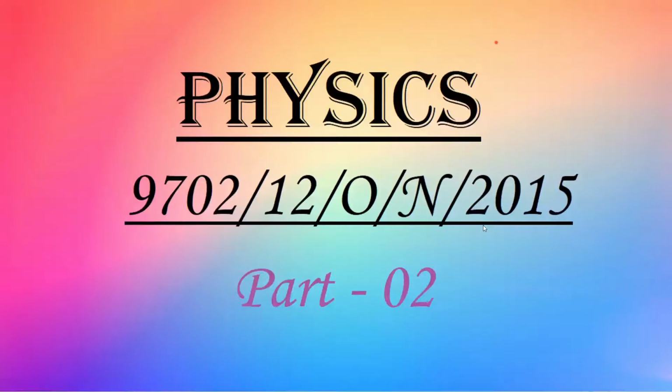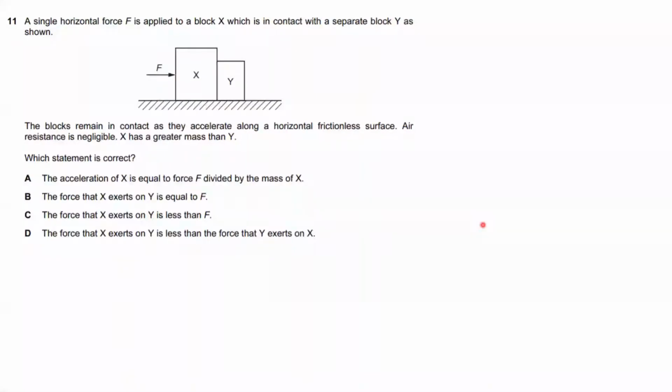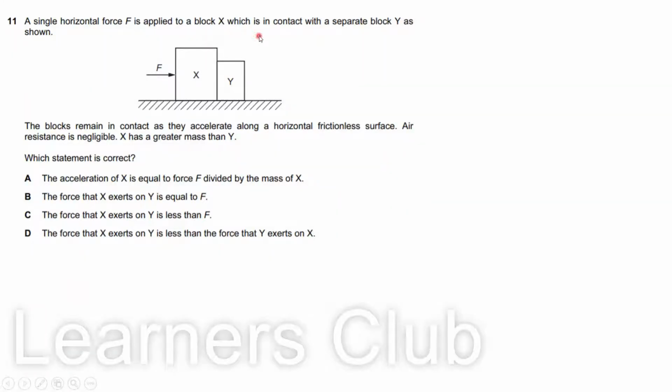Physics, October-November 2015, Paper 12, Part 2. Question 11. A single horizontal force F is applied to a block X, which is in contact with a separate block Y as shown. The blocks remain in contact as they accelerate along a horizontal frictionless surface.